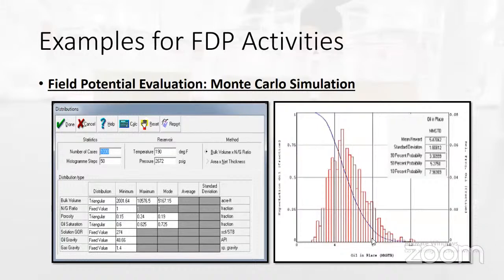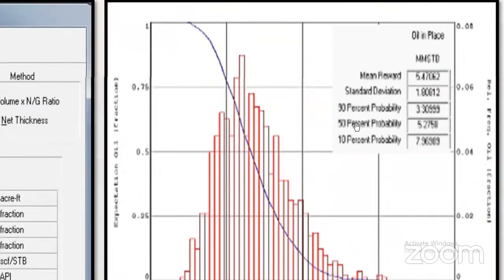Then for the management, we will report not just a single value for the oil in place, not just a single value for the reserve. We will report at least 3 values: minimum, maximum, and most likely, P10, P50 and P90. So in this example, as you can see, we have the P90 is 3.3 and the most likely is 5.7, and the maximum or the P10 is 7.9.